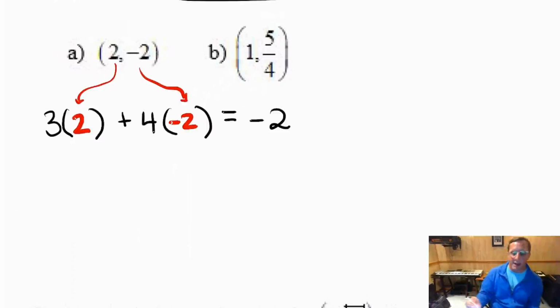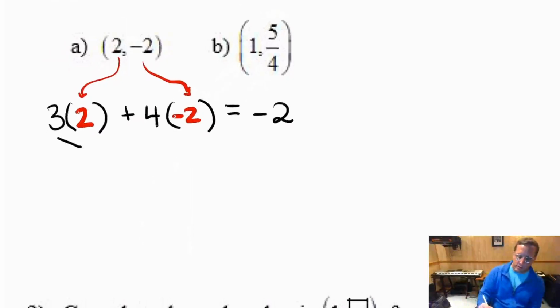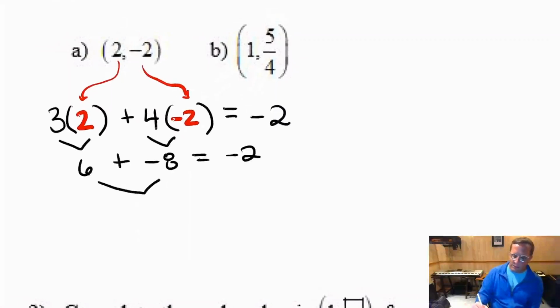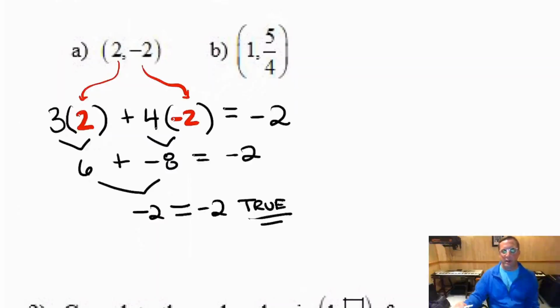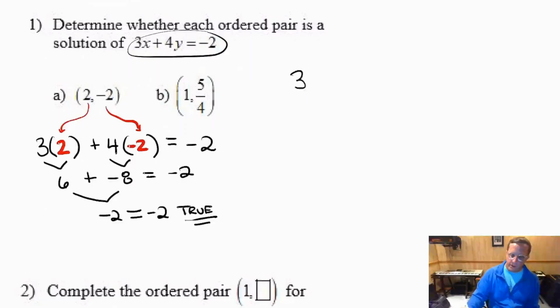does it come out to -2? If so, then it's a viable solution. So like right here, that's 6. Right here, this is -8. And then this side equals -2. And right here, 6 plus -8 equals -2. So -2 does indeed equal -2. So that would be true. That does work.